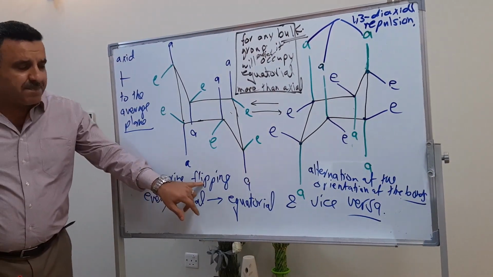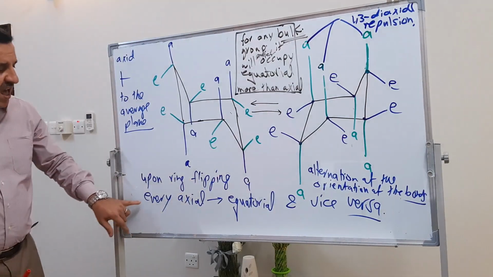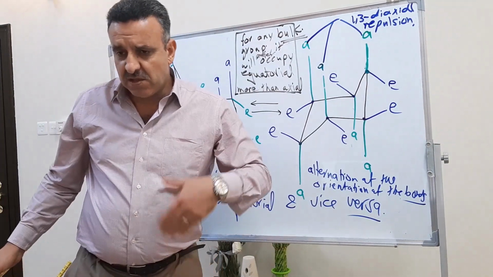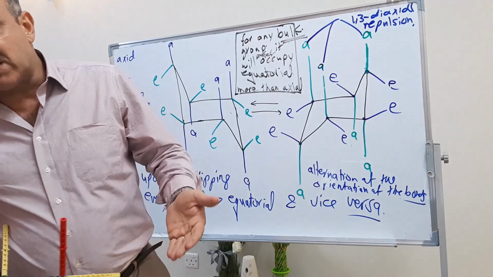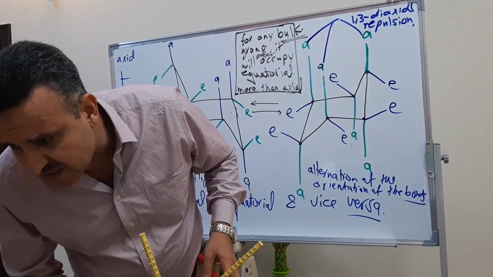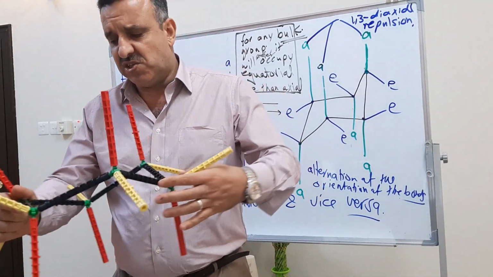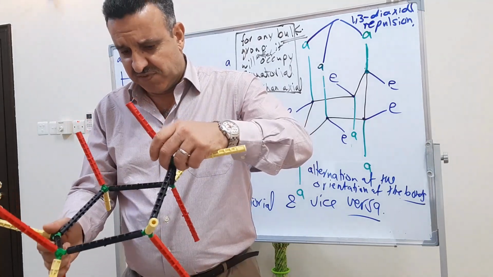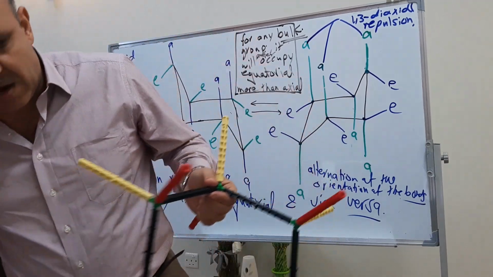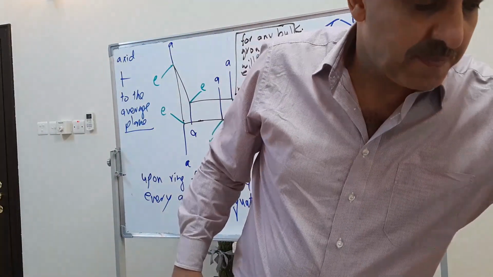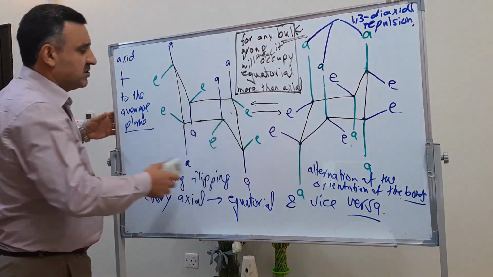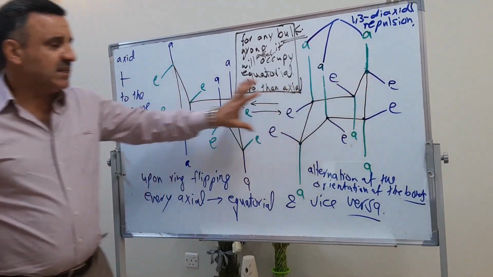Upon ring flipping of the cyclohexane ring, every axial becomes equatorial and vice versa. In other words, every axial becomes equatorial, every equatorial becomes axial. Is that clear, guys? So this is everything related to the chair conformation of cyclohexane. Now we will keep focusing, and I may come back to the models if there is any question. So this is what you can see as a ring flipping.